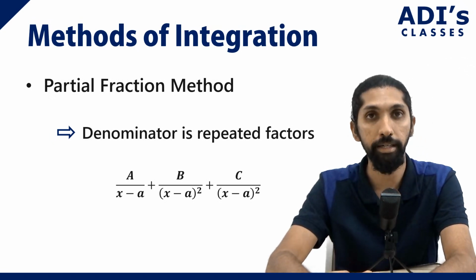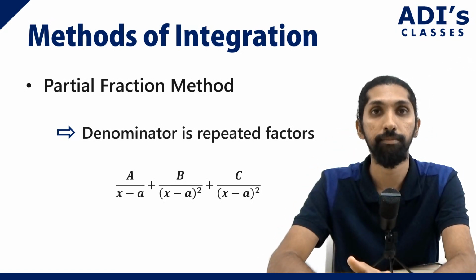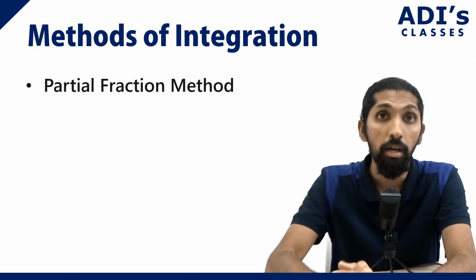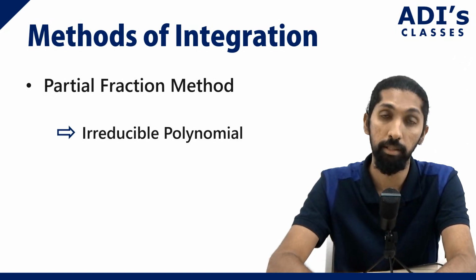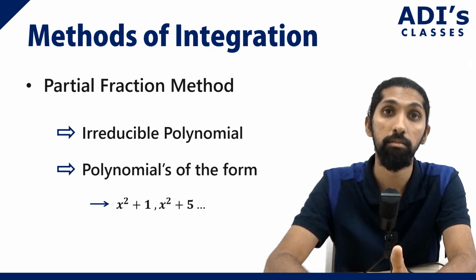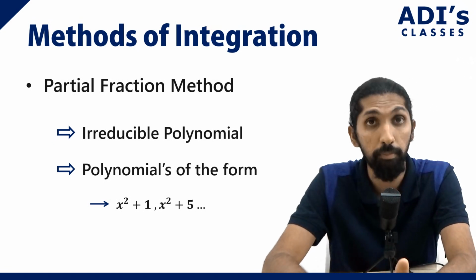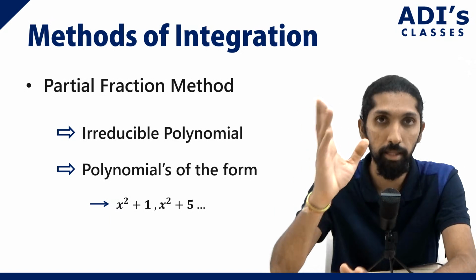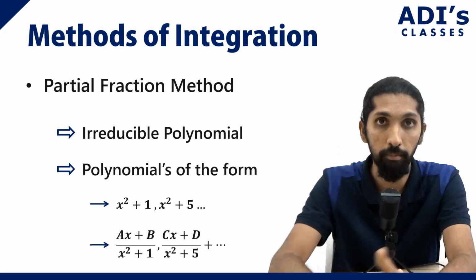The next type of partial fraction, you used to have an irreducible polynomial in the denominator. Something like x square plus 1 or x square minus 5, or sorry, x square plus 5, something like this basically. Then remember, this is the form, correct?